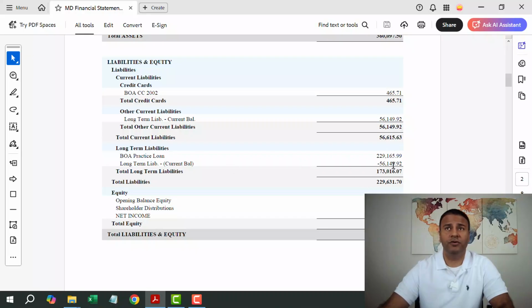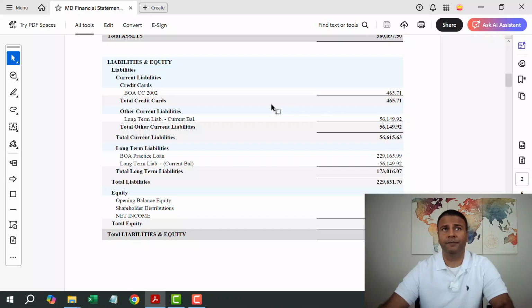What this is showing you is that out of the $229,000, $56,000 of the loan will be paid in the next 12 months. That's the current liability, and it's being deducted. So the total long-term liability is $173,000. If you notice, this number is exactly the same as this number, so we're just shifting it from here to here. It's just an accounting thing. That's what we have to do to show the current liability for this entity.